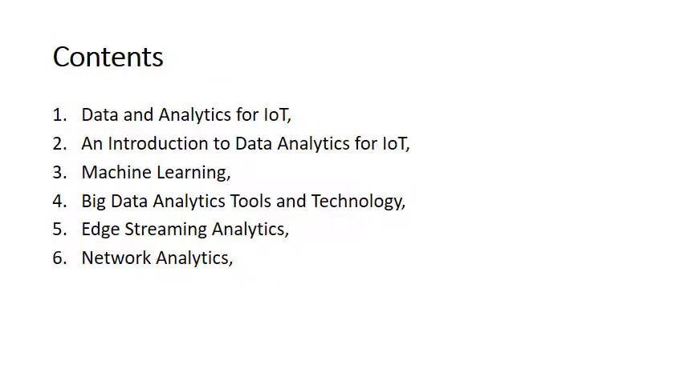So the content of part 1 of module number 4 is data and analytics for IoT: an introduction to data analytics, the role of machine learning in the analytics for IoT, the tools and technologies available for IoT, and edge streaming analytics and network analytics. Edge streaming analytics means we do the processing at the edge only, and we need some network analysis to see that the communication happens properly. So these are all the contents of part 1 of module number 4.